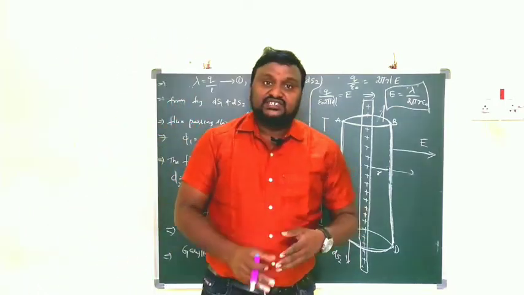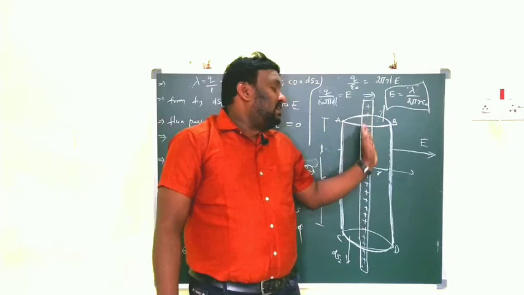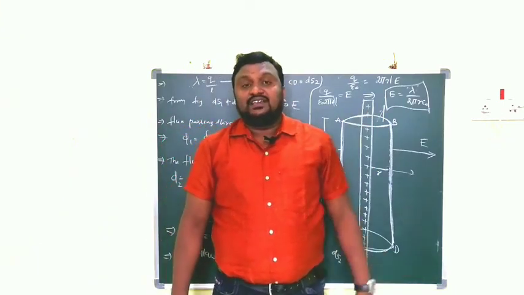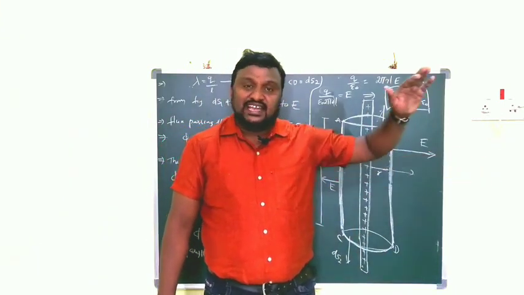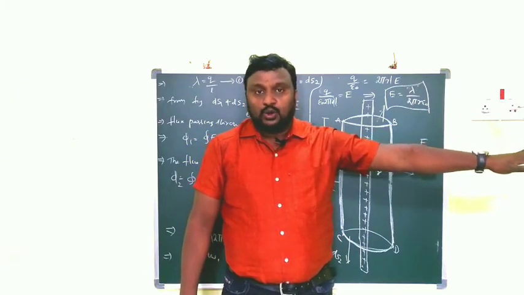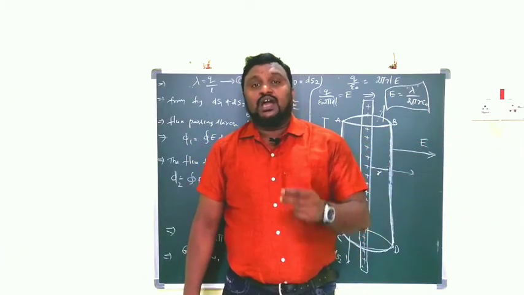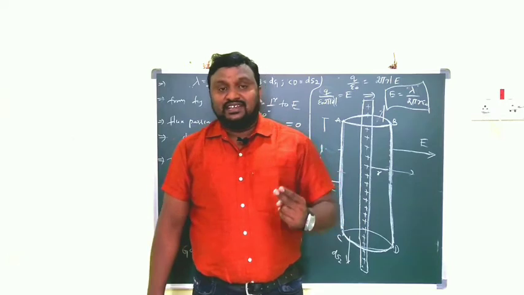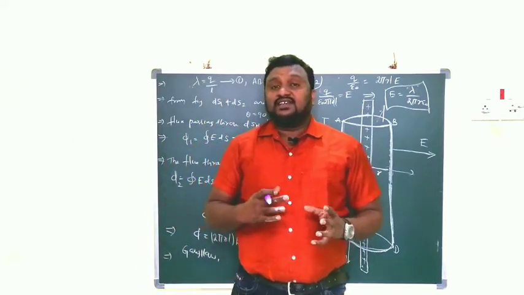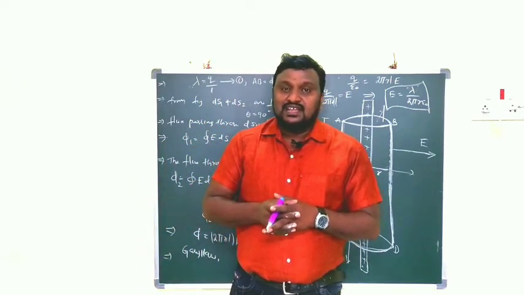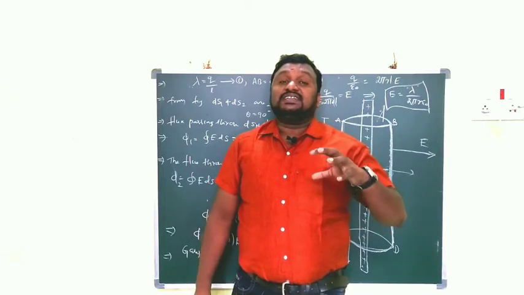And in this case it is a very long straight current carrying conductor. That's why the electric field intensity is radially outwards. In this derivation you have to remember two points. First, we have to imagine one Gaussian surface.